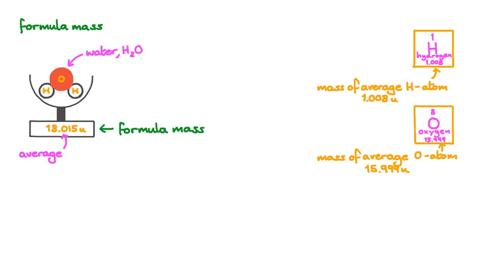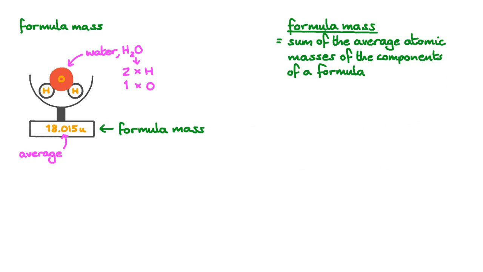For water, we call this the formula mass. This is because we can look at the chemical formula of water, H2O, see there are 2 hydrogen atoms and 1 oxygen atom, and add the average masses of those atoms together. So the formula mass is simply the sum of the average atomic masses of the components of a formula. The relative formula mass is simply the equivalent with relative atomic masses.